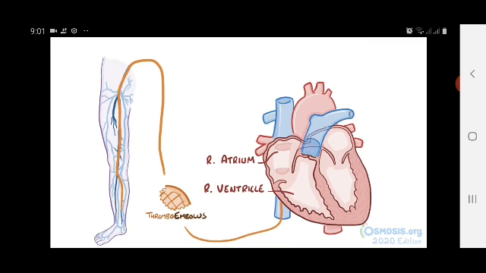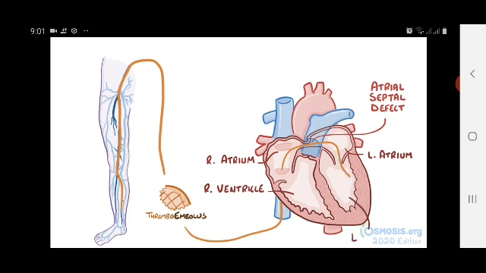Now, sometimes individuals might have an atrial septal defect, which is a small opening between the right and left atrium. In these individuals, it's possible for a blood clot to go from the right atrium to the left atrium, bypassing the lungs completely.